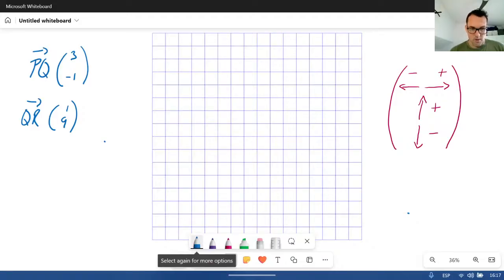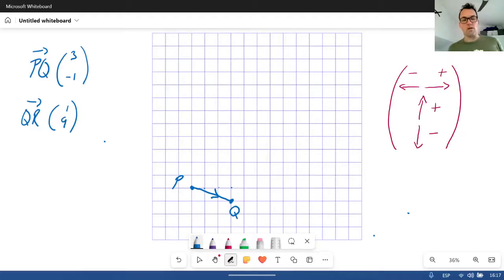PQ, let's pick a point here. Let's say this is the point P. We need to go 3 squares to the right. 1, 2, 3. Minus 1 means we need to go 1 square down. Now this will be the vector, with direction and strength, to the point Q. That's the vector PQ. Right, let's do the next one in orange.